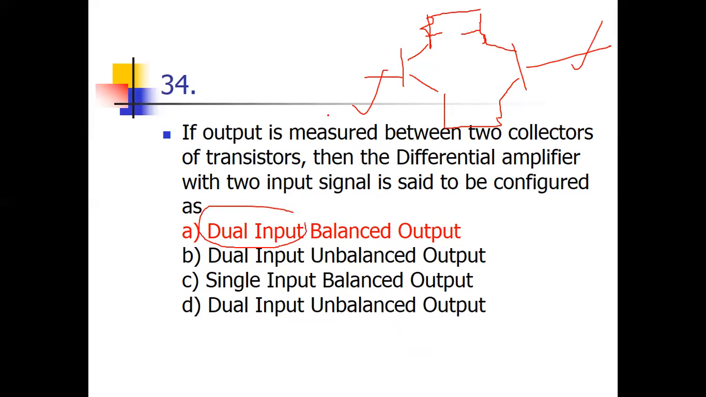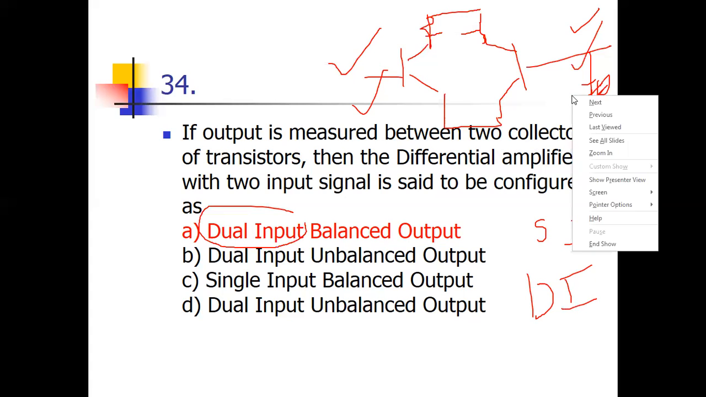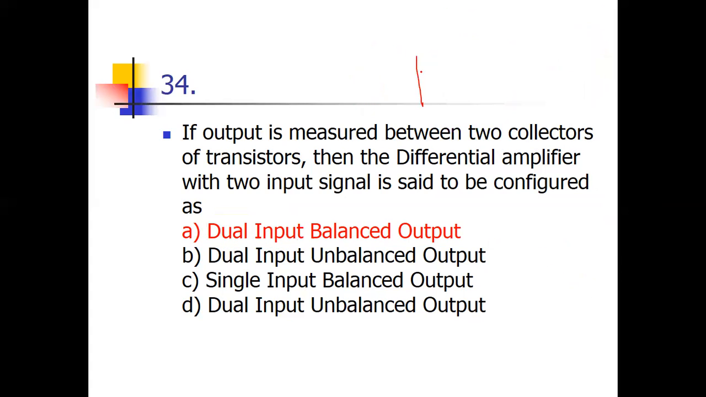Dual input means we are applying input at both terminals. Okay. If we are applying input at one terminal and the other terminal is ground, then it will be single input. Got it? So dual input means we are applying input at both terminals. If we apply input at one terminal and the other terminal is ground, or we are applying input at the second terminal and the first terminal is grounded, then also single input. Now, what do you mean by balanced and unbalanced?